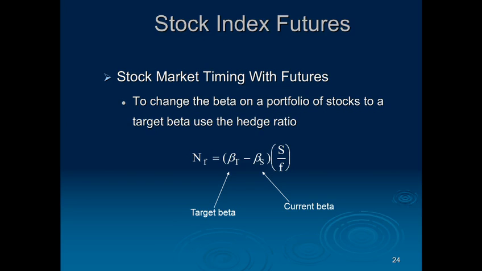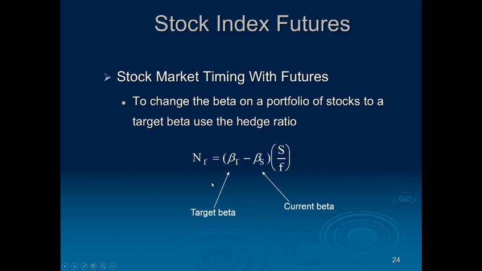The way you do that is to say that I will take a position in futures contracts. How many positions do I take in futures contracts? It's going to be equal to the beta that I want. So this is my target beta, the beta I want for my portfolio, minus my current portfolio beta, multiplied by the value of my portfolio, divided by the price of one futures contract.